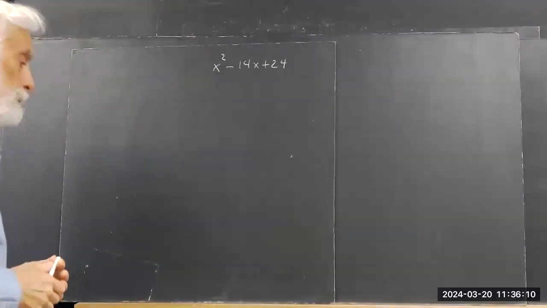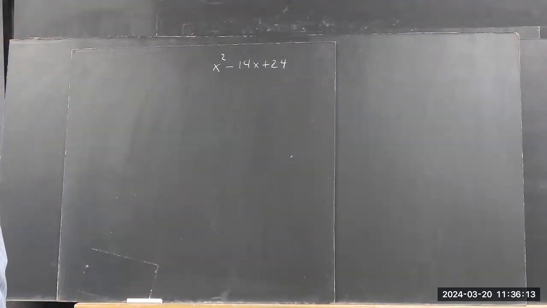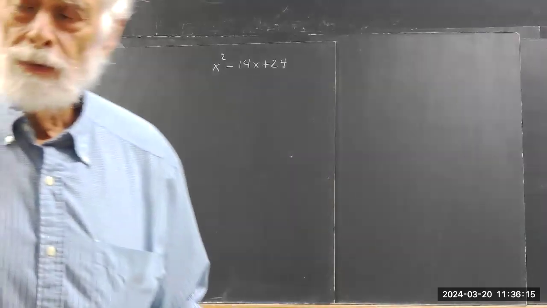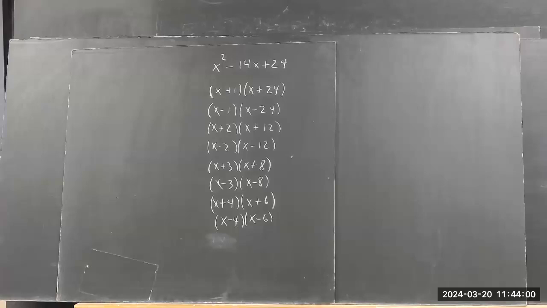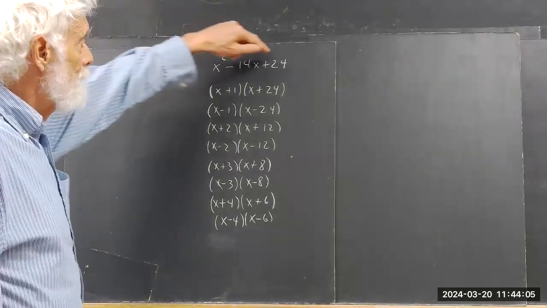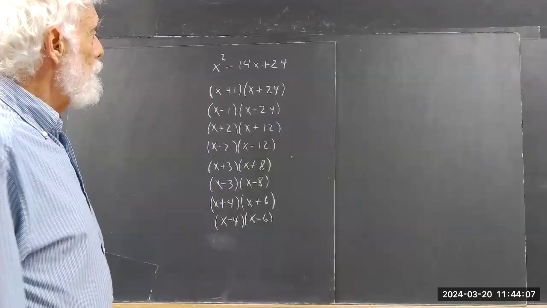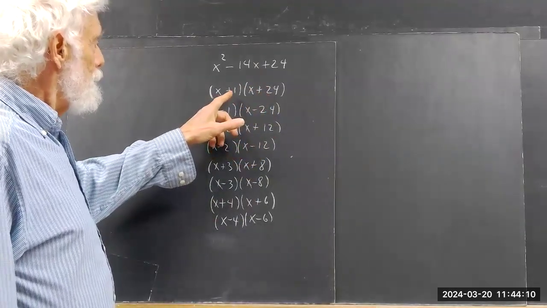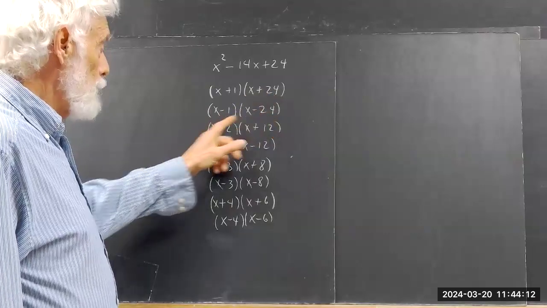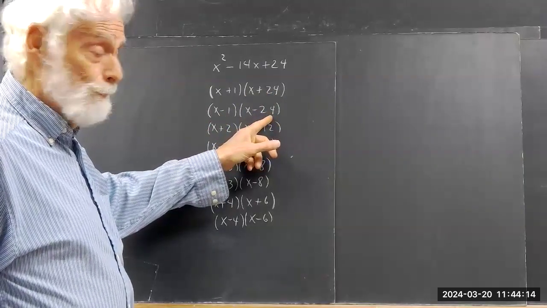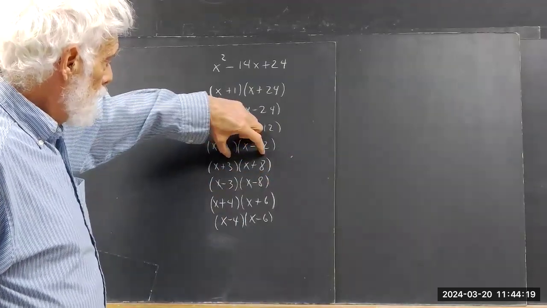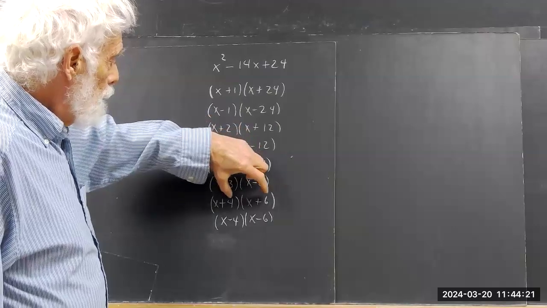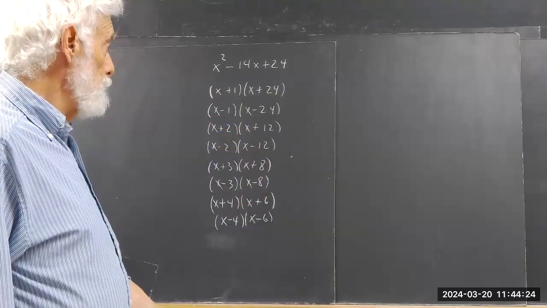Minus 14x plus 24. So list down some possibilities and play around with it a little bit. Okay. So to get 24, we have to have either 1 and 24 or -1 and -24, right? Or 2 and 12, -2, -12, 3 and 8, -3, -8, 4 and 6, -4, and -6.